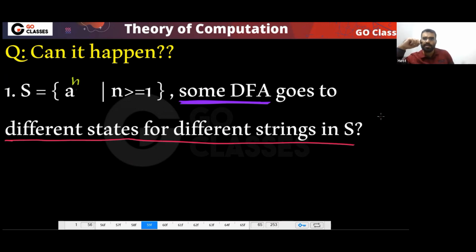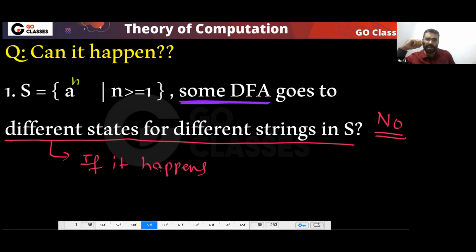Can it happen? The answer is no. Because if it happens, then what will happen? If it happens, then we need infinite number of states.